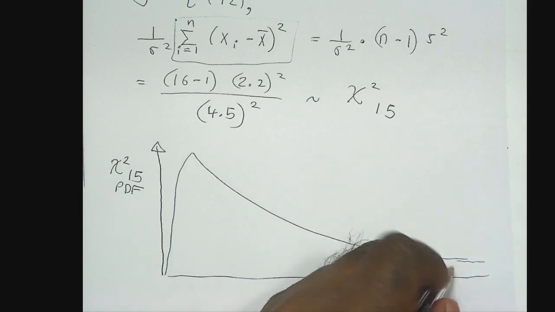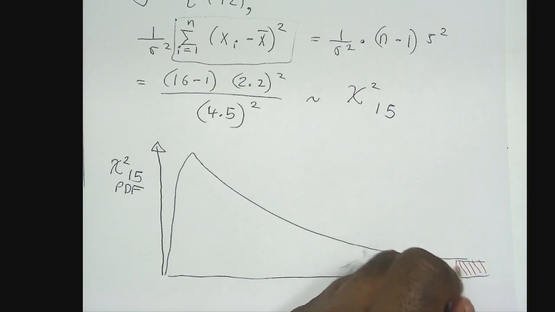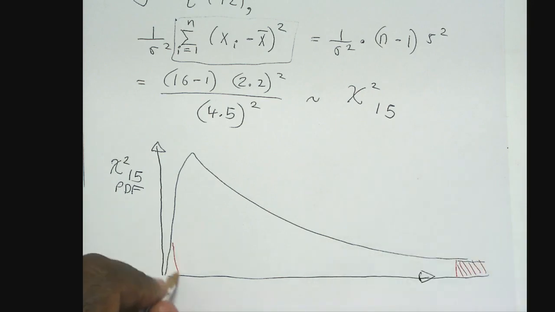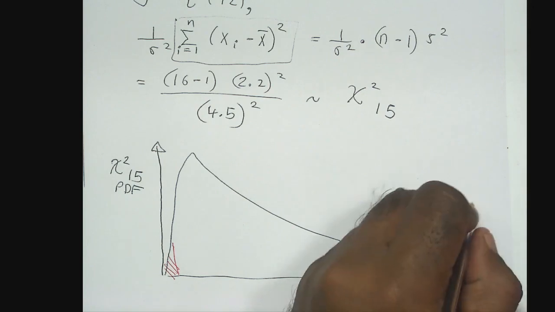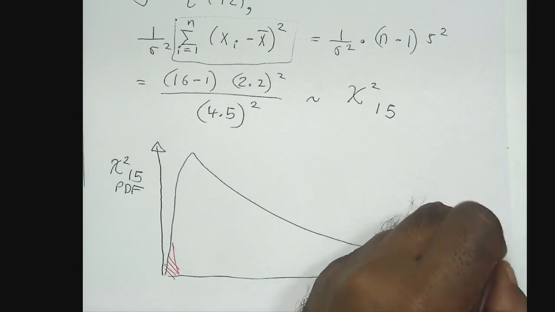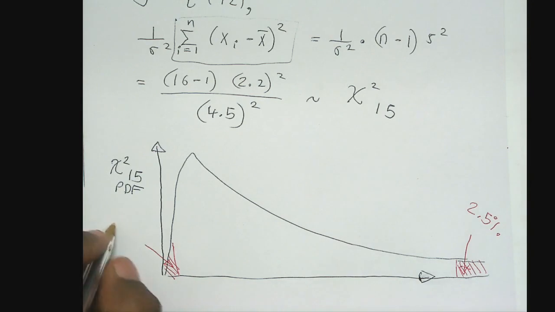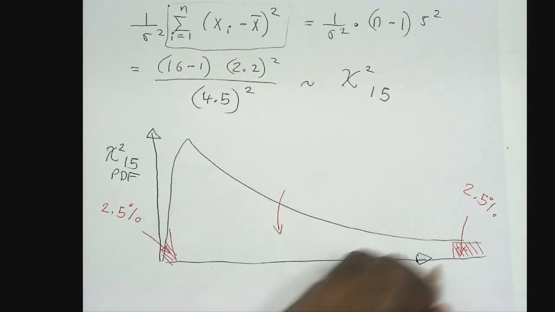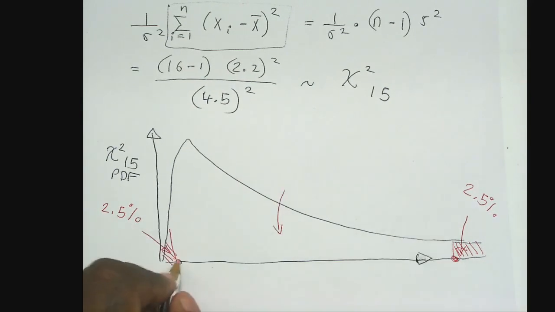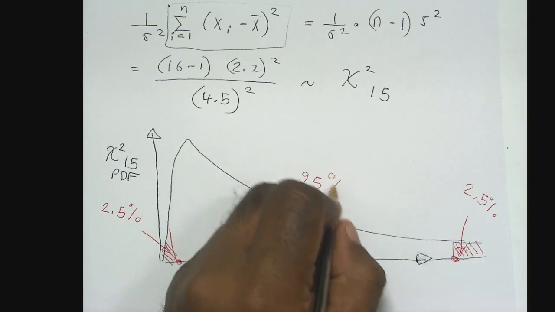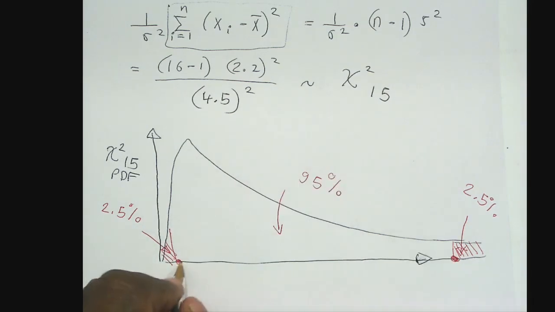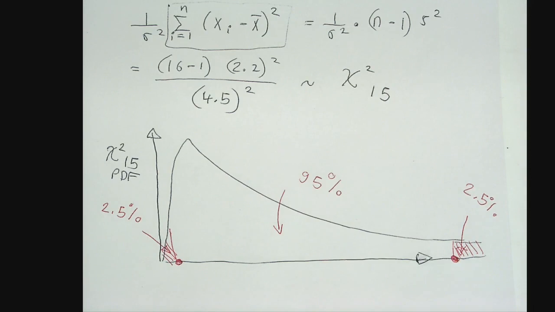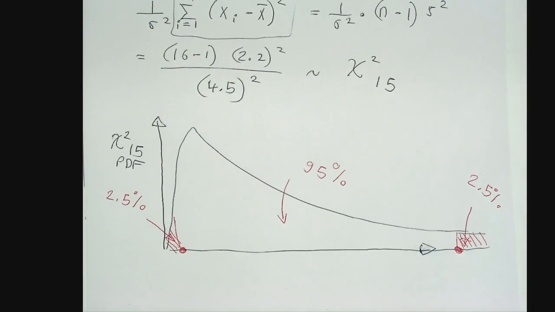Suppose I cut off the top 2.5% and the bottom 2.5%. So this is the top 2.5%, and this is the bottom 2.5%. Right? Now, if you cut off these two, the area between this point and this point is 95%. The area between this point and this is 95% of the total area.